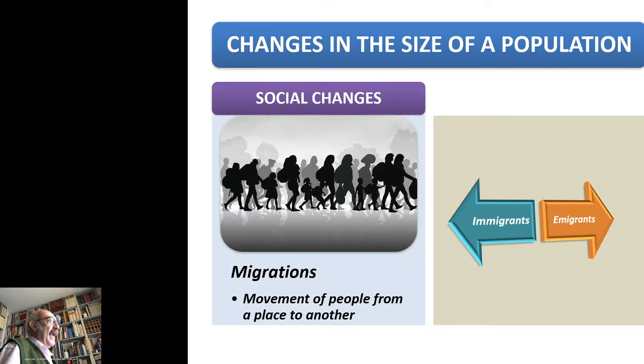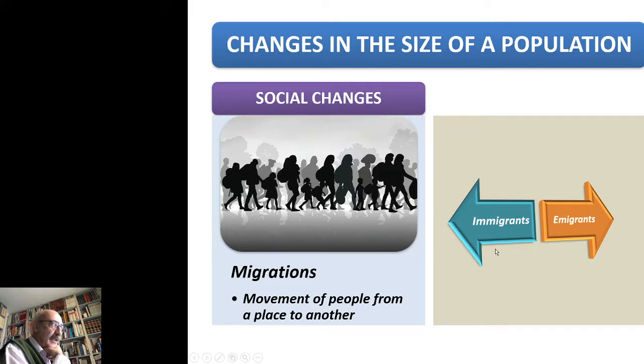And then, apart from natural changes, we have social changes. And we have three different reasons. One of them are migrations. There are three different reasons for migrations. Migrations is the movement of people from a place to another place. Okay, and we have immigrants and emigrants.